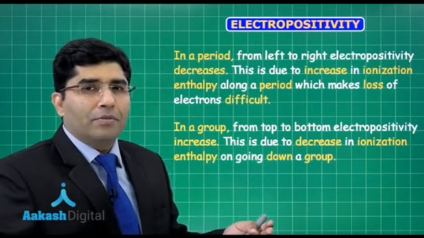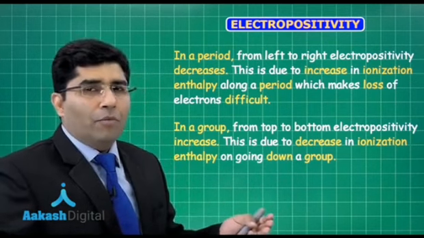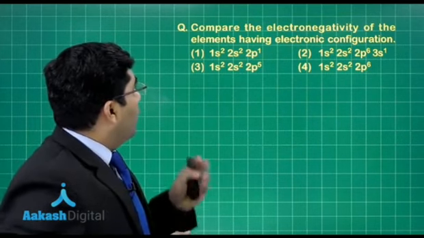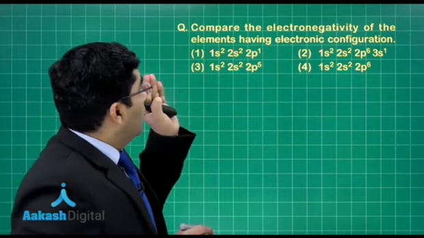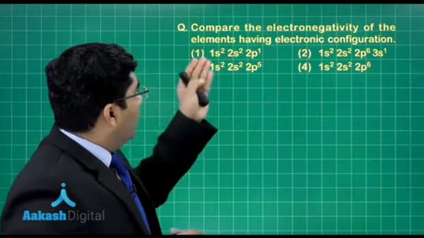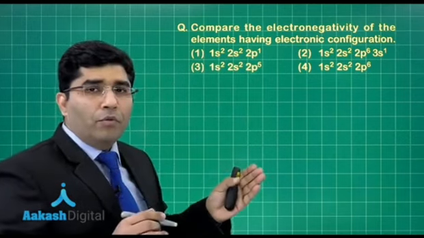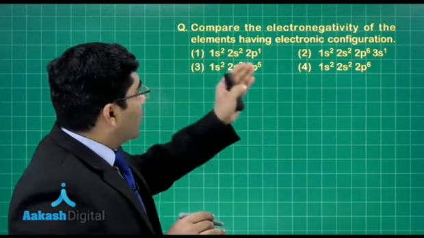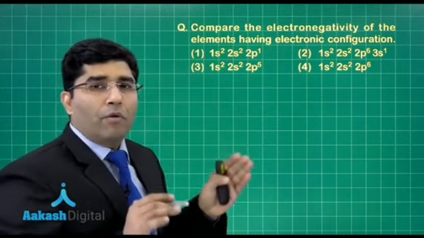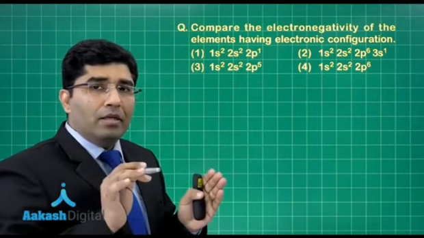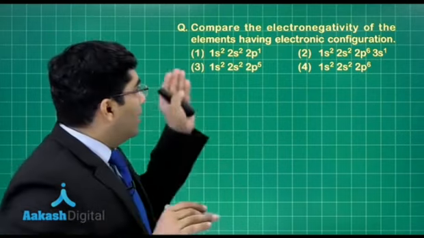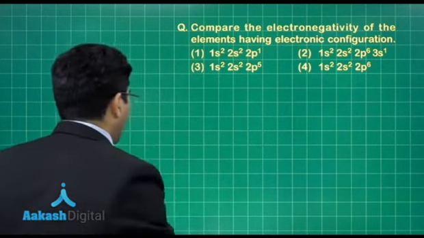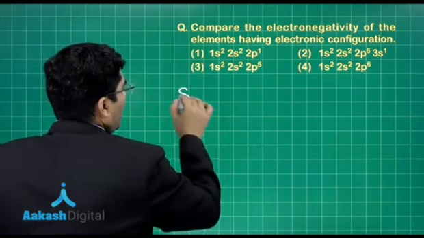So guys, let's solve one problem. Now in this problem he is saying, compare the electronegativity of the elements having the configuration 1, 2, 3, 4. Options are given to you, and many times I have seen students comparing these electronic configurations and solving these type of problems. So my suggestion is, whenever you get this kind of problem, then you solve in this way. The solution.